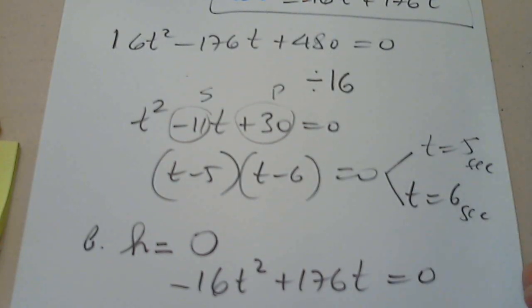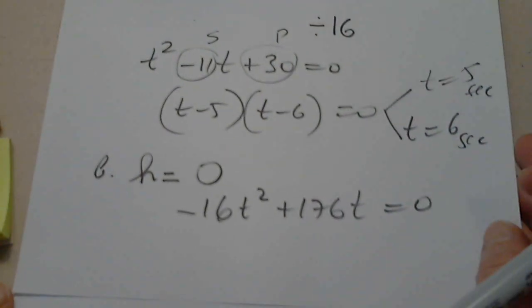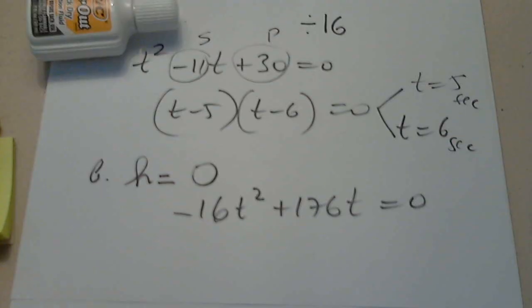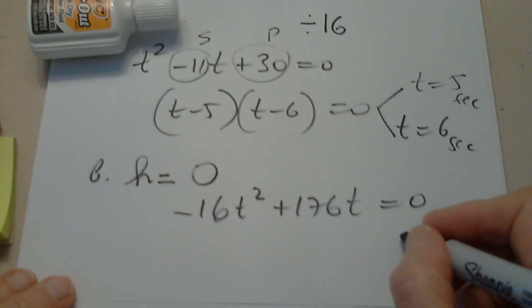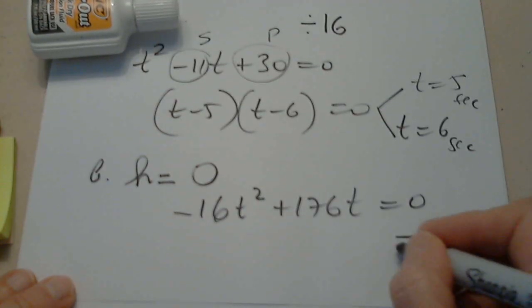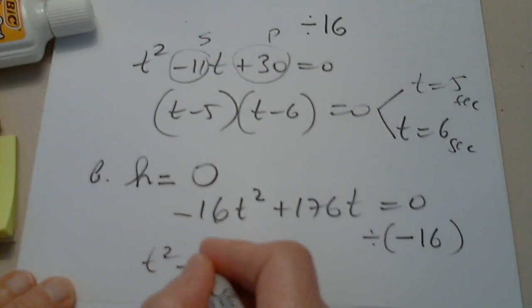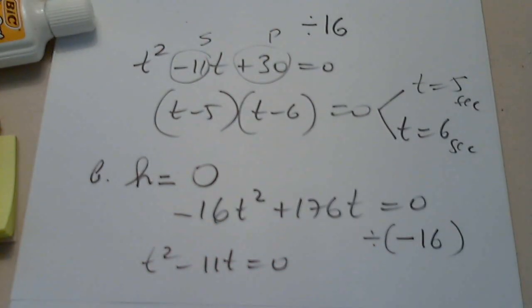Of course, I am going to do what first? Immediately. Can anyone tell us what you think? Divide by 16 again. Divided by negative 16 again, indeed. I already have the numbers. So this is t squared minus 11t equals 0.